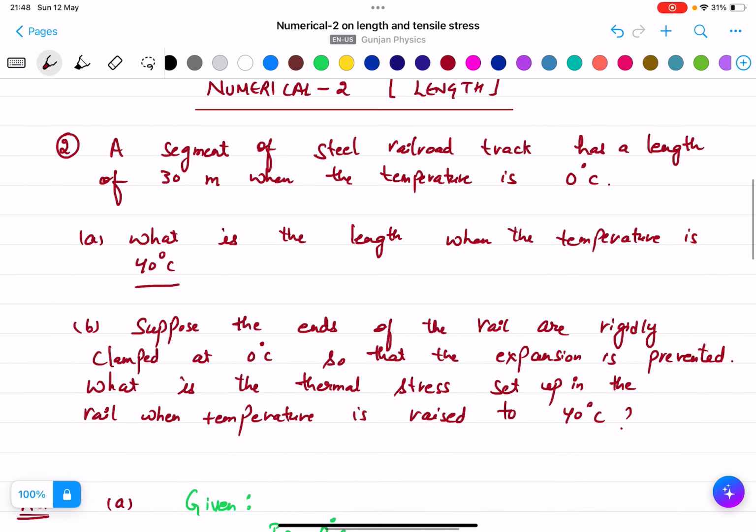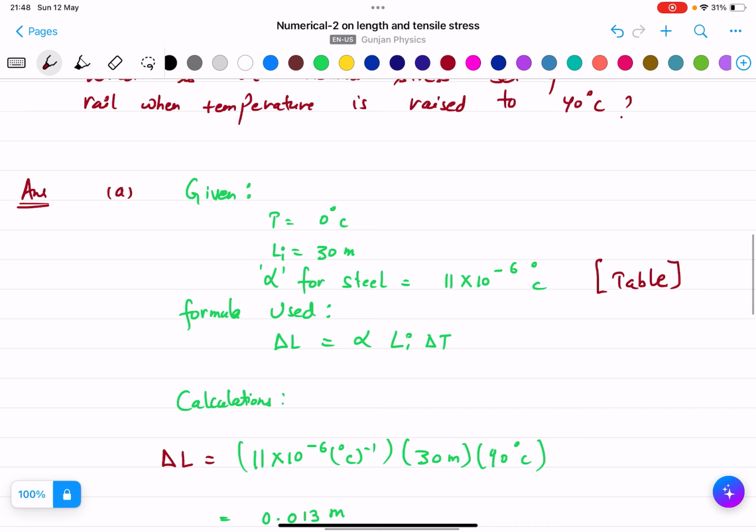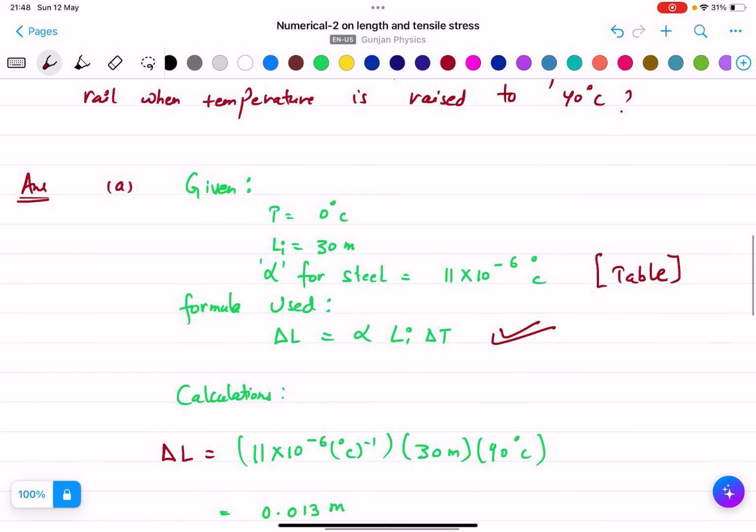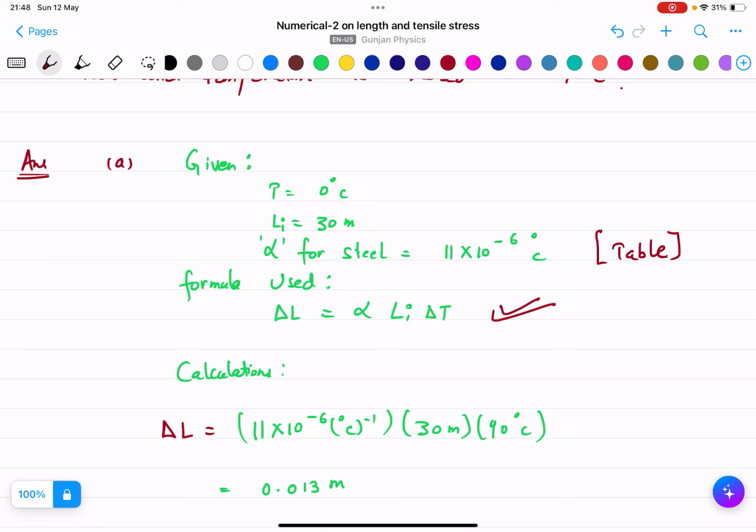So if it is given aluminium, brass, or copper, all of the metals are having different values of alpha. So you need to choose the value of alpha from the table and then use it. Now, the formula, this is the formula we already discussed in my video when I explained it to you. So we will just put all the values. So delta L equals alpha, alpha we know the value, and then Li, the initial length, is 30 meters, and then delta T.